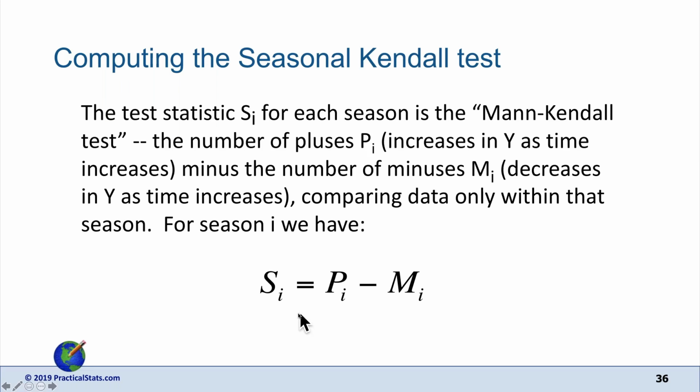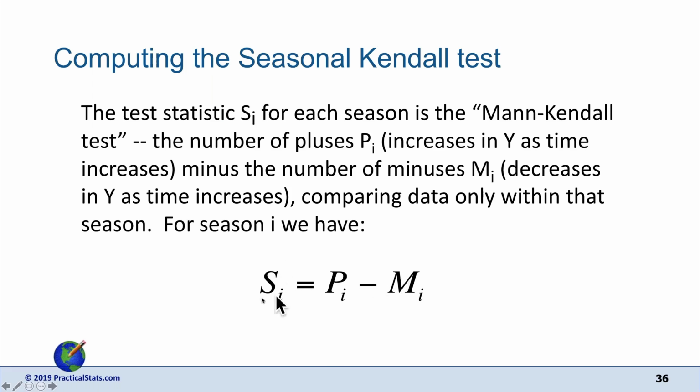So S is just the number of pluses minus the number of minuses. What's a plus and a minus? The number of pluses are the increases as Y increases, so that there's a pattern that is in the same direction between Y and X. So Y is going up as X goes up in time in this case. And the minuses are the opposite. So the pluses would lead to a positive correlation. The minuses would lead to a negative correlation and a downtrend.